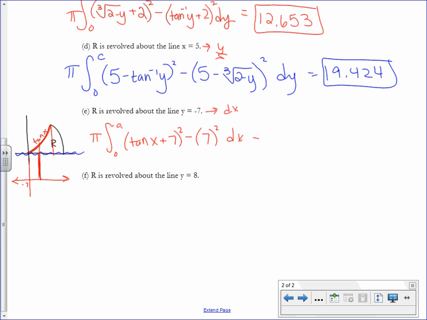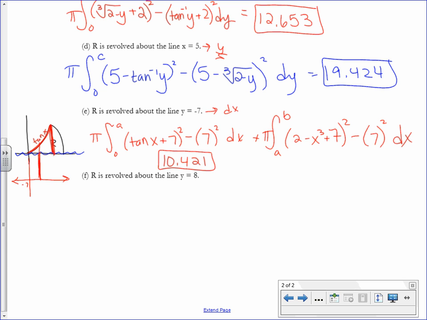And then for my second integral, I'm going to take the integral from a to b, and my outer radius here is going to be that cubic, 2 minus x cubed minus negative 7. And then again, my inner radius is still just 7. So I have two separate integrals because R technically has two separate regions when I spin it around a horizontal line. So you type all of that into your calculator, 10.421.